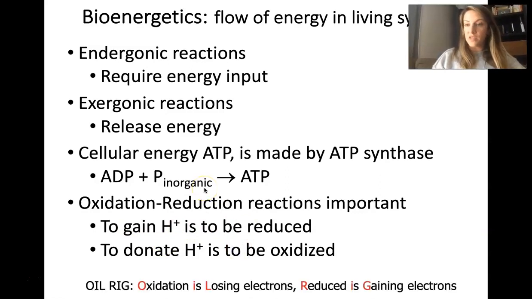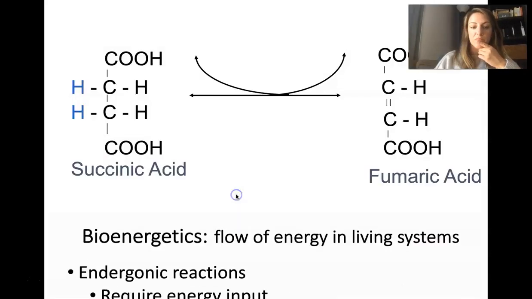So I have my students, some people like to remember it as OIL RIG, oxidation is losing, reduction is gaining. And so these are paired, right? Because when an electron moves and it's lost from something that's oxidized, it's gained by something else. And that's what's being reduced.